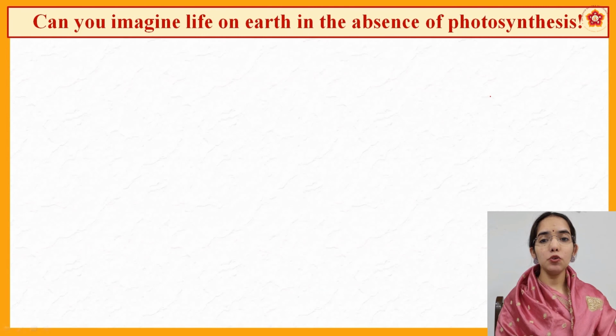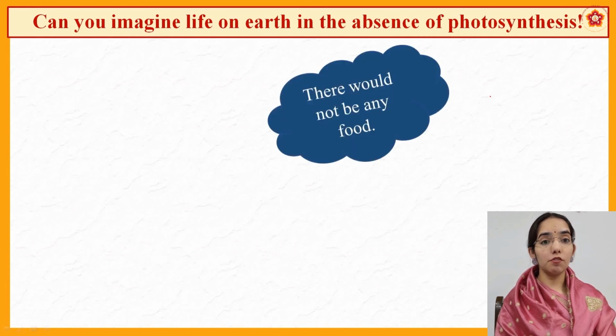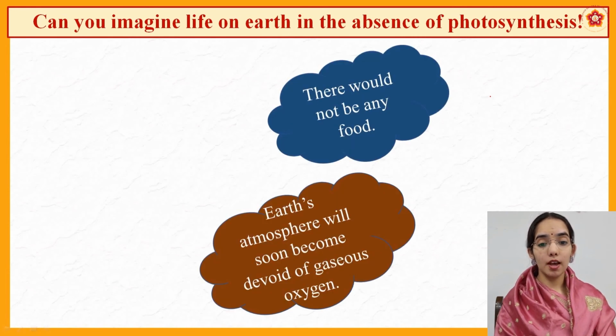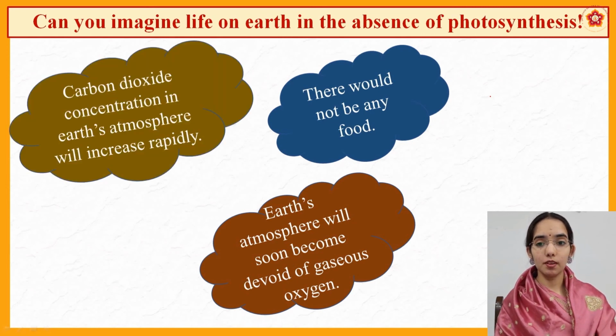Students, can you imagine life on Earth in the absence of photosynthesis? So if no photosynthesis is there, then there will be no oxygen, right? There will be no food. Earth's atmosphere will soon be devoid of gaseous oxygen, because food, glucose and oxygen are the main products of photosynthesis.